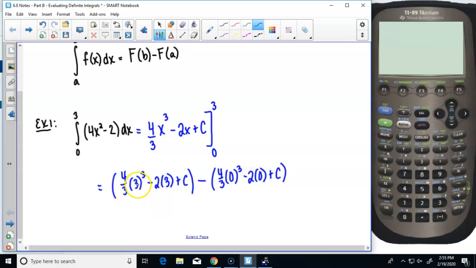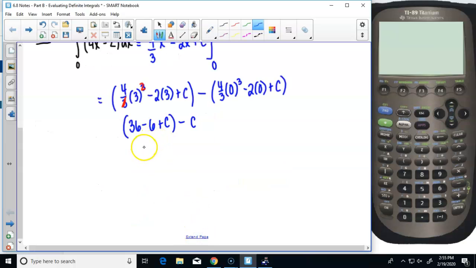So 4 thirds times 3 to the third, one of those 3's is going to cancel out. So one of those 3's will cancel and just make that squared. So that's going to be 4 times 9, which is 36, minus 6 plus c. Over here, you just get 0 plus c. We've got 30 plus c minus c. And what happens with the plus c minus c? It cancels. Okay, so we just get 30 for our answer.